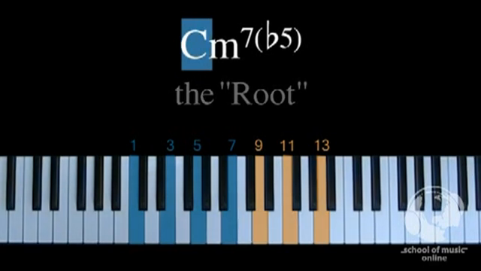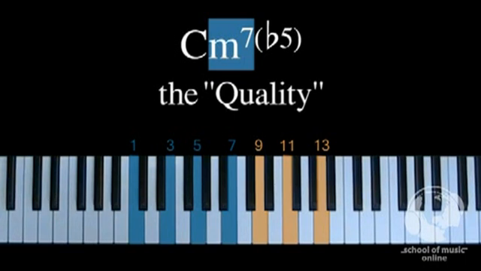The second part of the chord is the quality. In this case, we're told that it's a minor 7 chord. This could be one of 5 options.